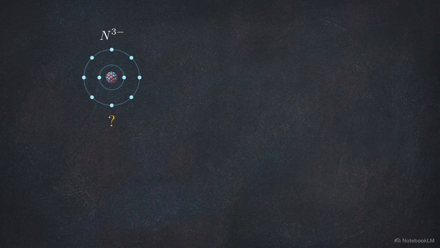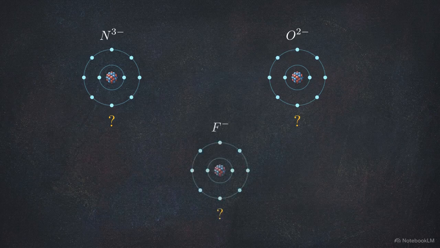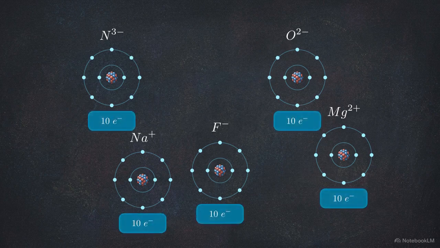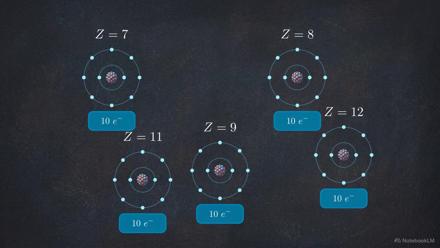Try to order the physical size of nitrogen 3-, oxygen 2-, fluorine 1-, sodium 1+, and magnesium 2+. Notice that every single one of these ions possesses exactly 10 electrons. Since the electron count, and therefore the shielding, is equal across the board, the single differentiating factor is the nucleus. Count the protons pulling inward.